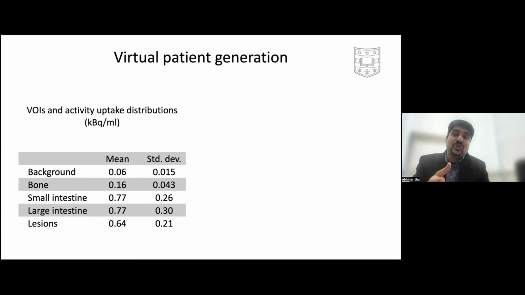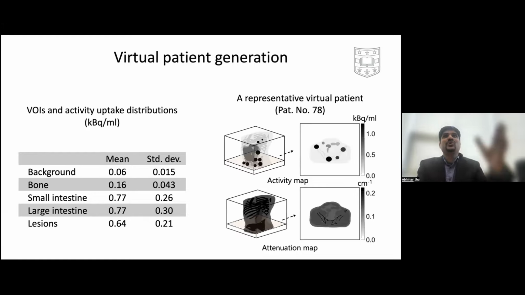Then of course, there was also the question of how much activity uptake should be in different regions. And again, we had some literature, some data that helped us get the mean and the variance in these activity uptakes in the different VOIs. And so here is a representative virtual patient. You can see the activity map on the top and the attenuation map at the bottom. We gave it a number, patient number 78. We didn't give it a name because of PHI considerations, of course. Well, if we gave it a name, then you'd have to anonymize it.